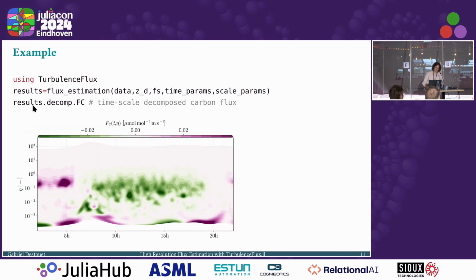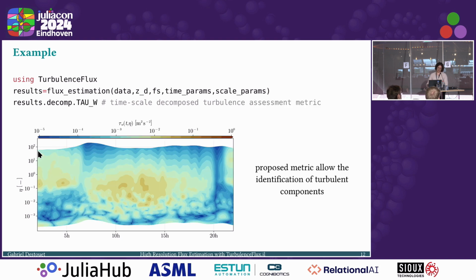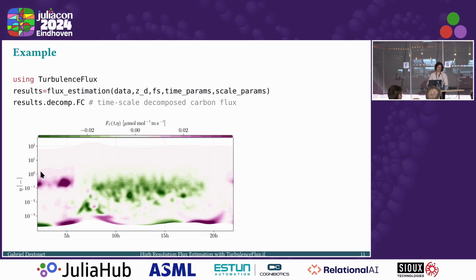And if I get the time-scale decomposed carbon flux, here I have my carbon flux decomposed in time-scale space. What I can see is that at the top are the small scales, and at the bottom the large scales. And I can see that there is kind of a sweet spot where I have the turbulent transport that carries the carbon across the canopy. During the night I have respiration, in violet here. And here I have the assimilation, and I also get some structure at the bottom, but I don't know how to integrate it. I don't know if it's part of the turbulence.